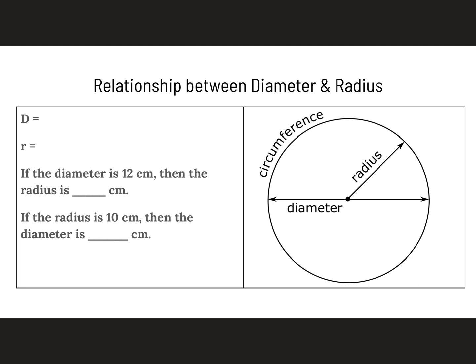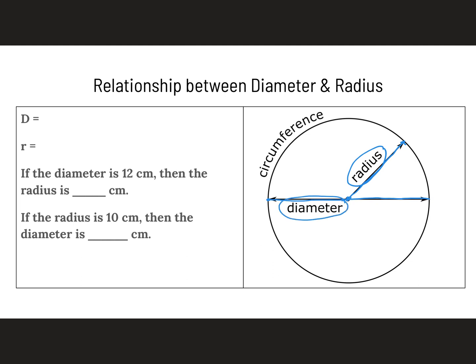Now, in that last slide, I drew this line. I drew a line from the center out to a point on the outside of the circle. That distance is what we call the radius. Now, the distance from one end through the middle to the other side is what we call the diameter.